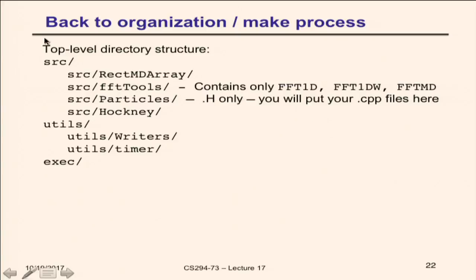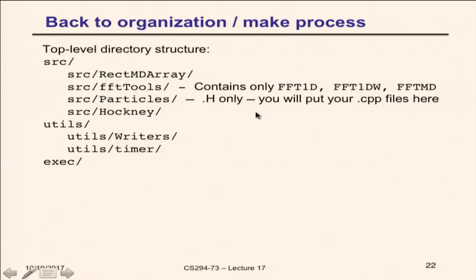So I'm going to push out a homework 4 directory that will have the following things in it. It will have a source directory, and in fact that source directory will have 4 subdirectories: rectmd array, FFT tools, particles, and Hockney. Hockney contains all the stuff for doing your Hockney discrete convolution. RectMD array, that's the same RectMD array that you've had all along, but I'm making this self-contained. It gets pushed out.